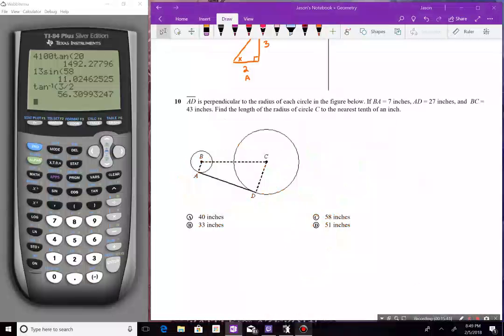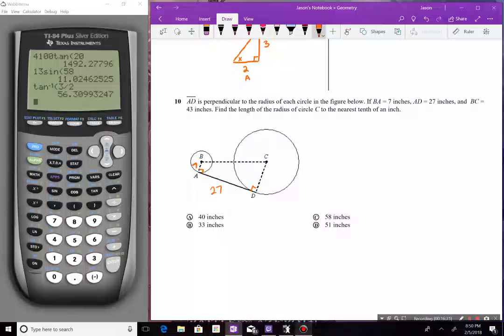Alright, so on number 10, whenever I added this one to this page, it left it multiple choice, but we can still do this. Now, I will tell you this question is not one of the ones that's on your test, but it's still stuff that we've talked about. So what it says is AD is perpendicular to the radius of each circle. So that means that we have 90-degree angles here and here. It says BA equals 7 inches, so we have 7 there, and AD is 27 inches.